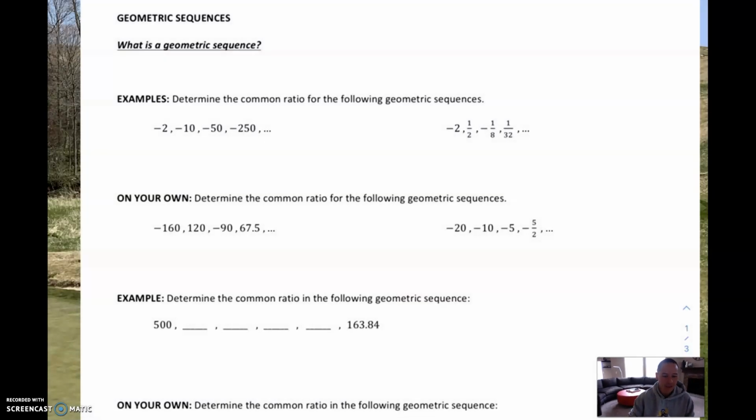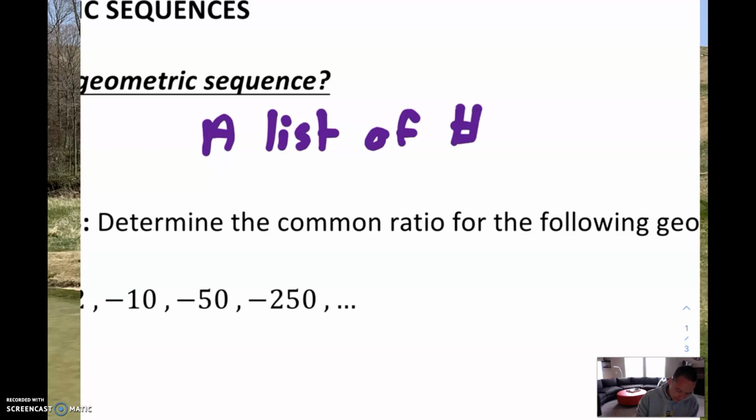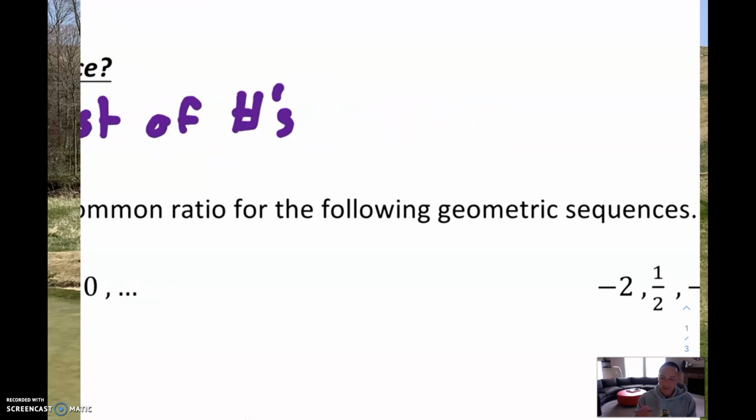Now that you've finished learning a little bit about arithmetic sequences, we're going to move on to the next one called geometric sequences. Now, I bet you're clever enough that you can already kind of figure out what's going on here. In an arithmetic sequence, you had a list of numbers, and it was adding or subtracting to get from one term to the next. So in a geometric sequence, you are going to be multiplying.